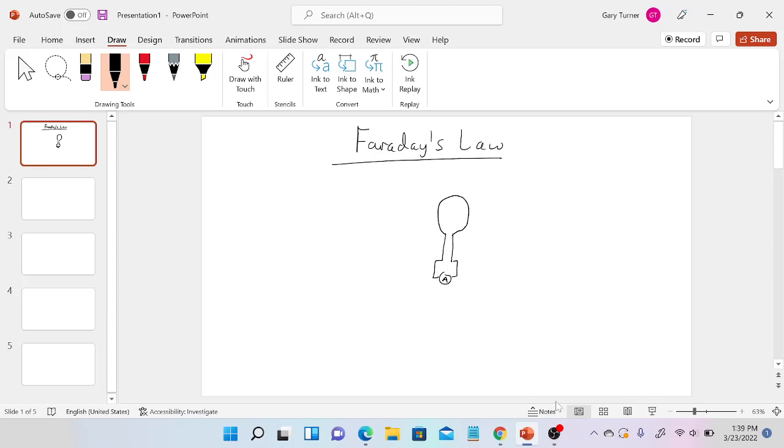Imagine I have a coil of wire, and that coil of wire is connected to an ammeter, and I have a magnet like this. It's got a north pole and a south pole. And the magnetic field lines are going to do something like this.